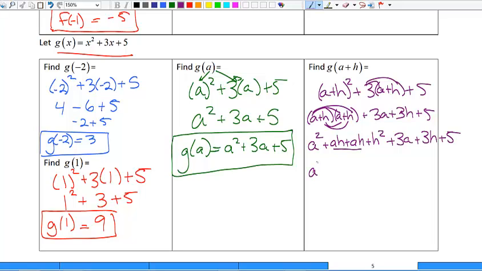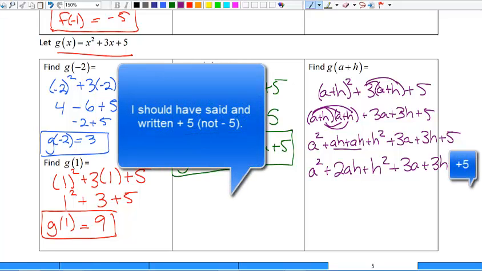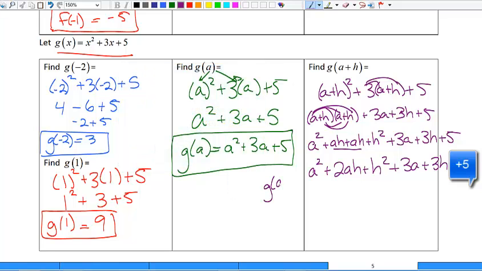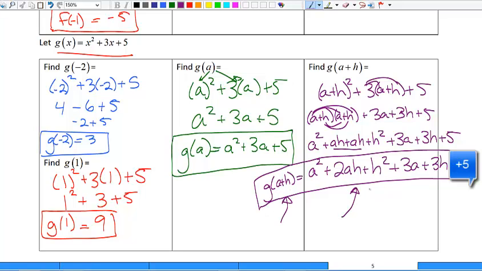These two add up and I get a squared plus 2ah plus h squared plus 3a plus 3h plus 5. Oh my goodness, that's very long. There's nothing else I can combine here, so I'm just going to go ahead and write this out to the side. g of a plus h is equal to all of that lovely stuff. If I plug in things with a's and h's, I get out things with a's and h's. When I plug in values, I get out things with just values. When I plug in a number, I get out a number.